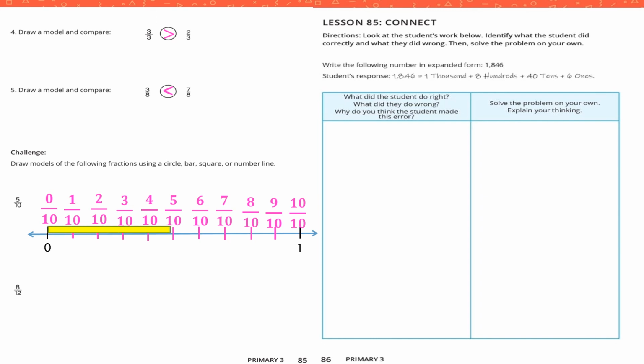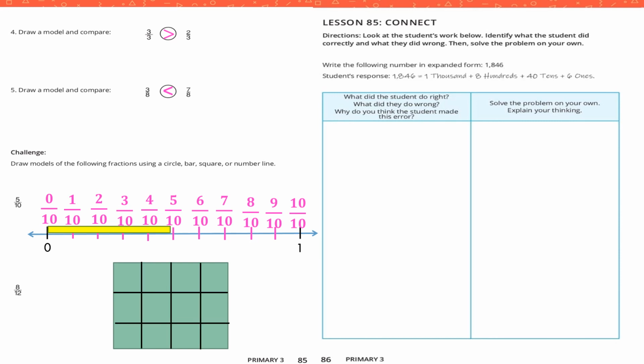The second one, 8 over 12. Here I draw a rectangle and I divided it into 12 equal parts. Why? Because the denominator is 12. 8 as a numerator, it means 8 colored parts. So I colored 8 parts out of the total 12 parts.